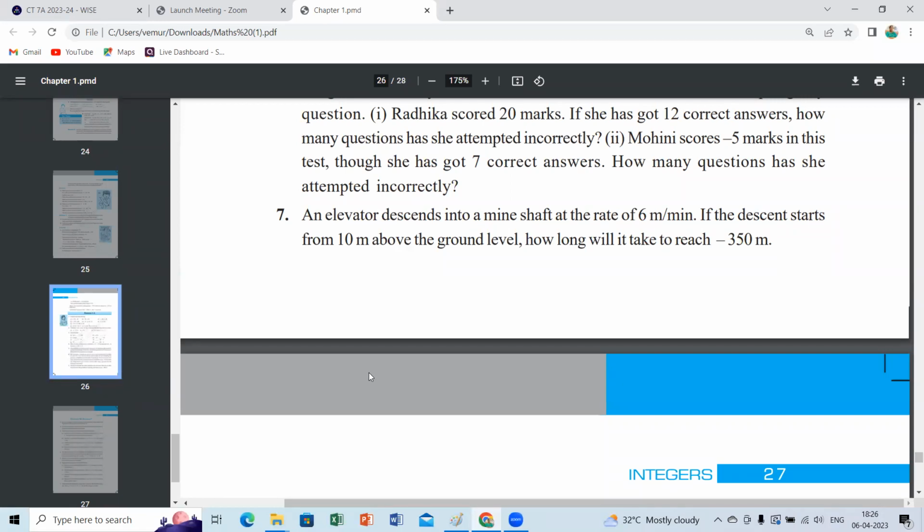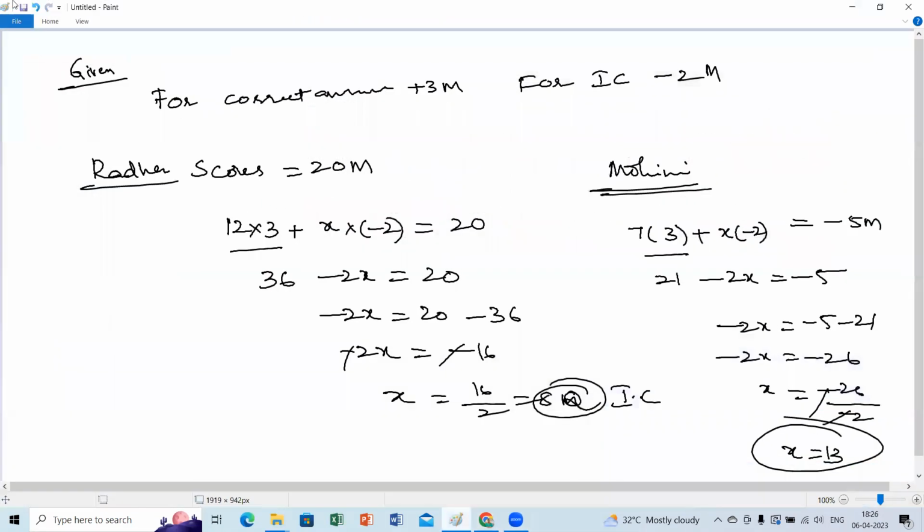Very good question. Actually, this is a beautiful question. An elevator descends, descends means it is going down into the mine shaft at the rate of 6 meters per minute. In 1 minute, 6 meters going down. It starts at about 10 meters above the ground. And how long does it take to reach minus 350 meters? Wonderful question, actually. I'll go diagrammatically and help you. The elevator is 10 meters above the ground.